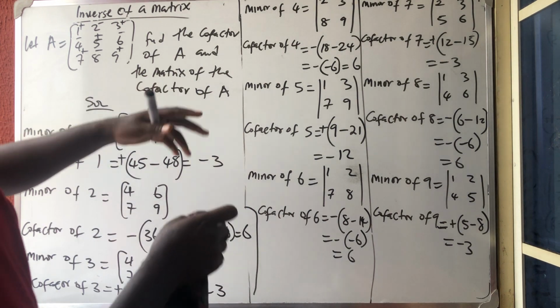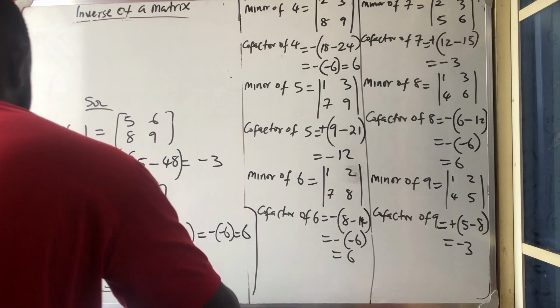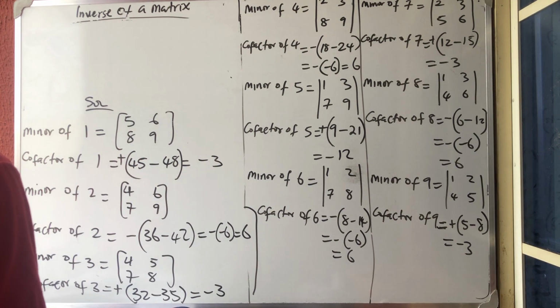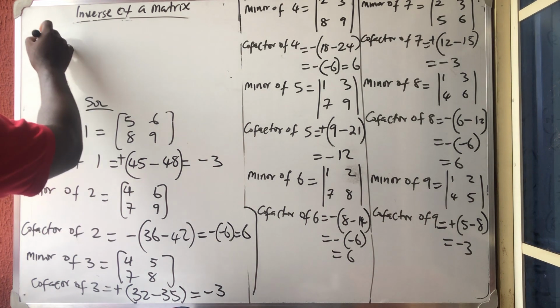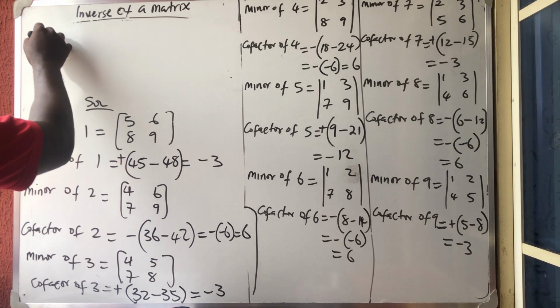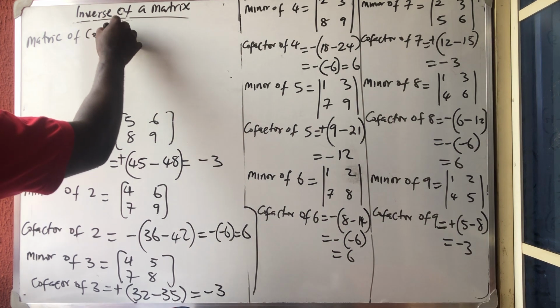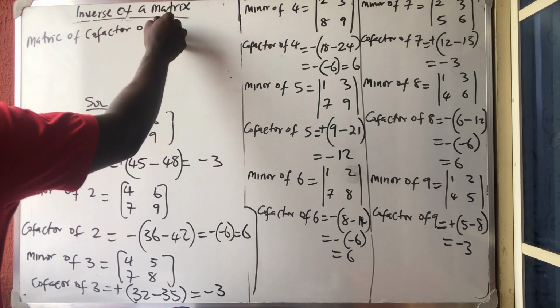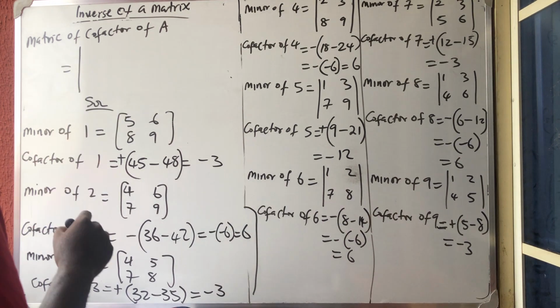So since I've gotten all these things, the next thing they say we should find is now the matrix of the cofactor of A. So the next thing is what? Matrix of the cofactor of A is now, get all the things you have.